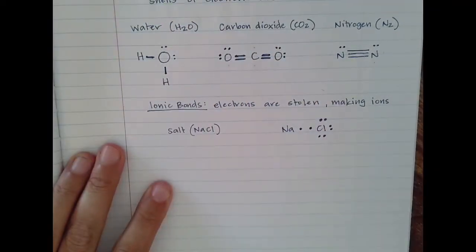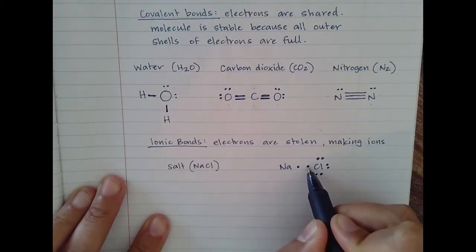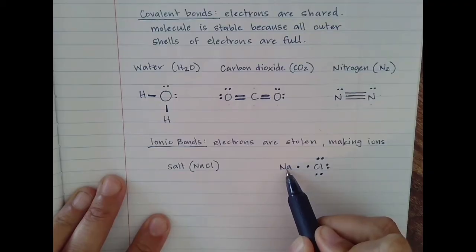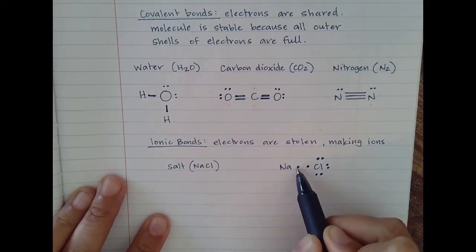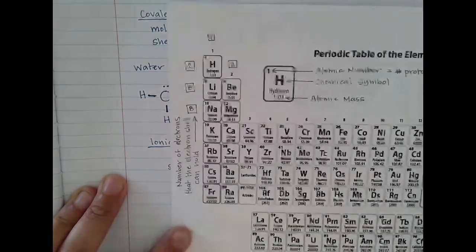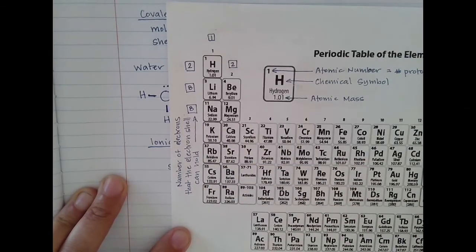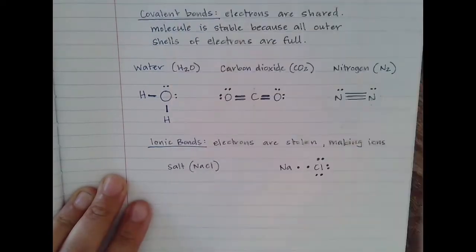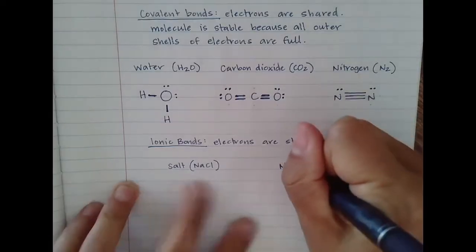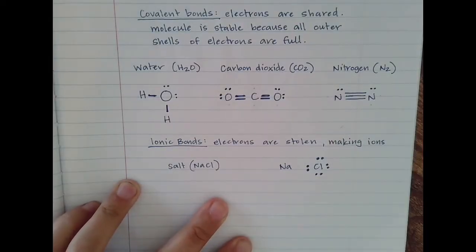Now, if this was a covalent bond, I would put a bond right here. But the reason that this doesn't happen is because then sodium, Na, would have 2 electrons in its outer shell. Sodium wants 8 electrons in its outer shell. So that doesn't actually make sodium happy. It makes it more unhappy because now it has 2 electrons in its outer shell. So instead of sharing this electron, chlorine is going to take it away.